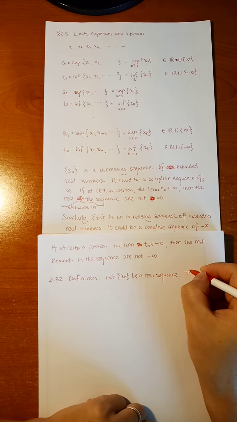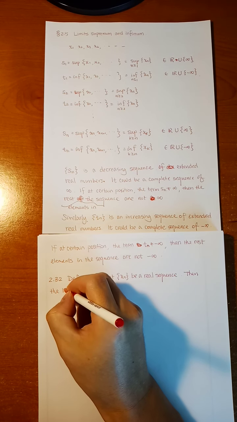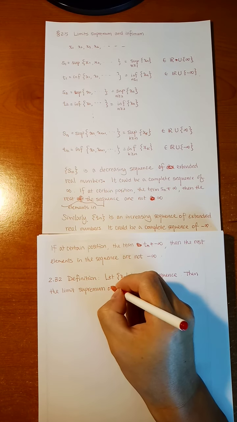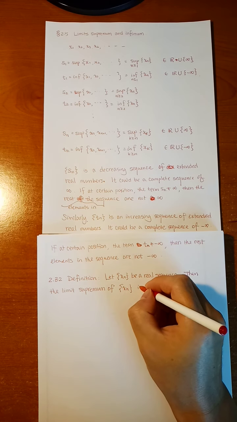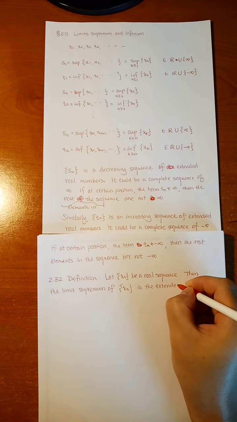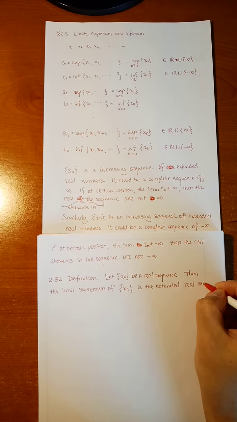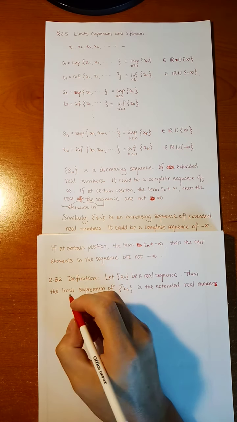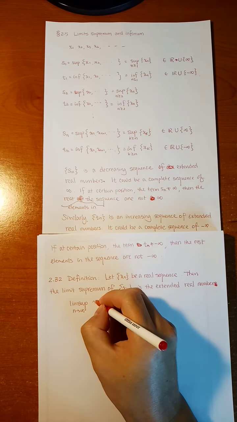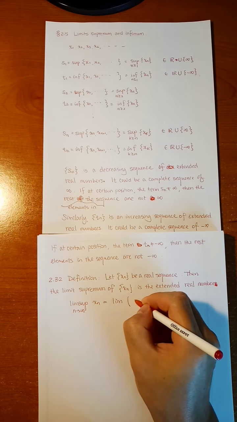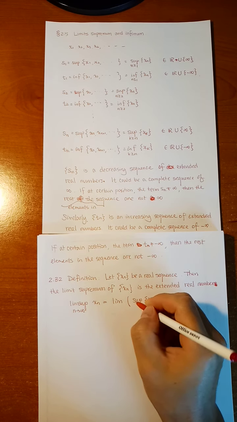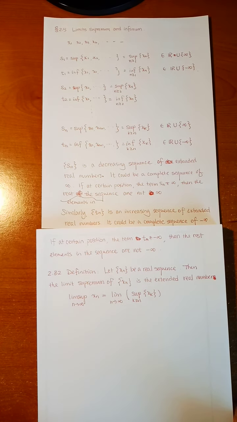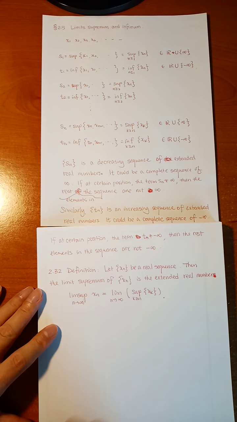Let Xn be a real sequence. Then the limit supremum of Xn is an extended real number. The lim sup as n goes to infinity of Xn, by definition, is the limit of the supremum Sn, the supremum over k greater than or equal to n of Xk, as n approaches infinity. It is just the limit of Sn, the limit of the supremum. The sequence of suprema is a decreasing sequence.